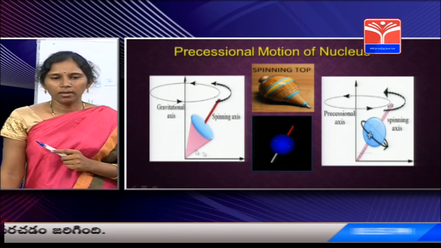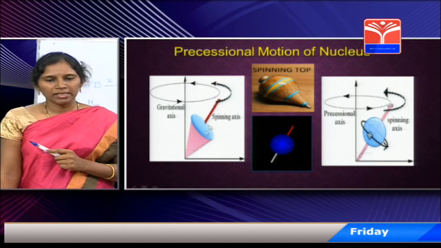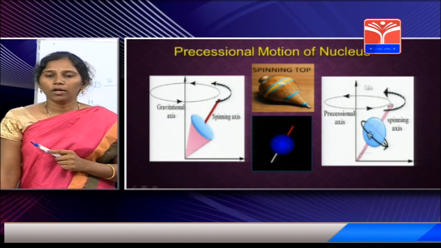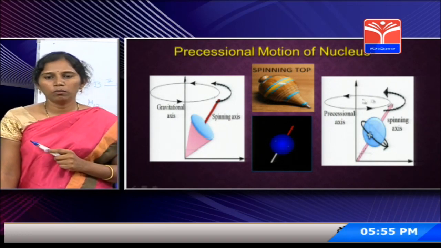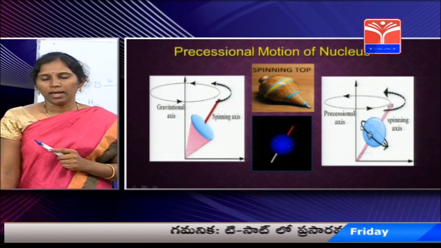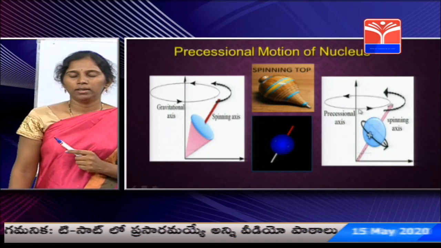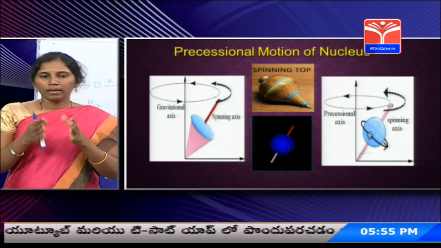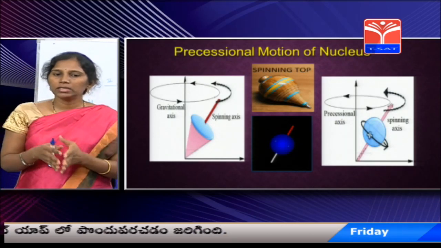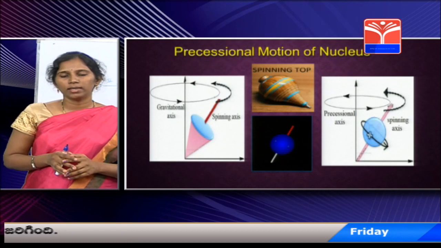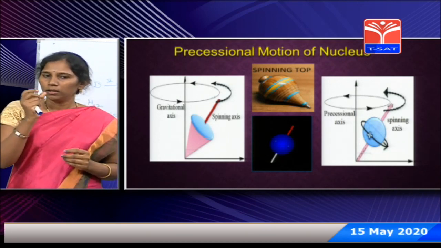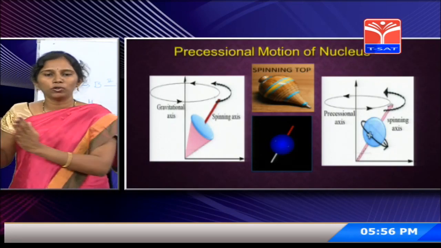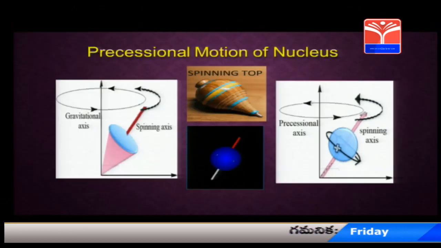Here on the left side, you can observe the spinning or precessional motion of spinning top around the gravitational axis, and on the right side you can observe the precessional motion of the nucleus around the axis of external magnetic field. Why I am telling this precessional motion means, because of the precessional motion only there exists precessional frequency for that particular nucleus, and that precessional frequency should be matched with the frequency of radio waves, thereby producing a peak.